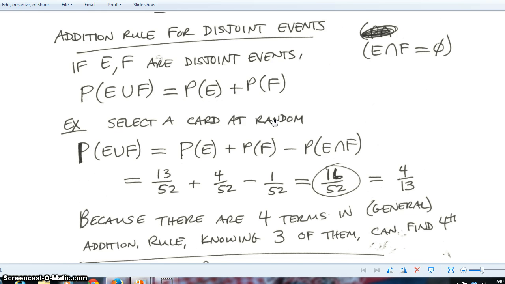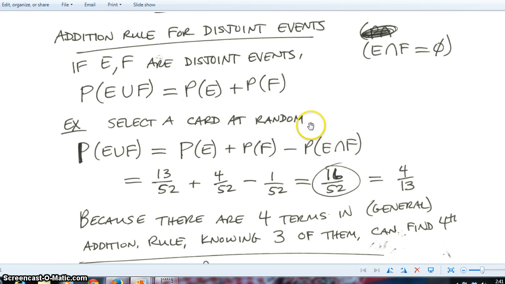So to find the probability of selecting a heart or a 7, that's going to be 13 out of 52 plus 4 out of 52. But then we have to subtract off the intersection. The intersection was the 7 of hearts, and that has probability 1 out of 52. So you subtract that off and get 16 out of 52, or 4/13. The 7 of hearts got counted once in event E, and again in event F, so it got counted one more time than it should have, so we have to subtract that off.